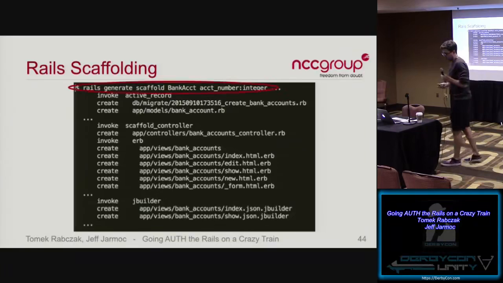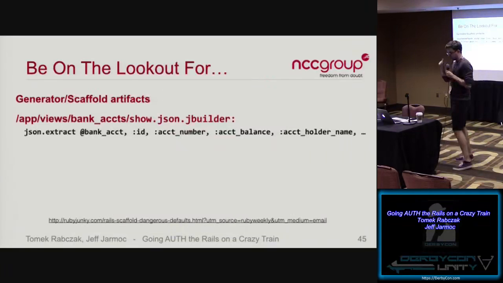What happens with that is that, for example, the JBuilder files are a kind of view template so that when you request a JSON response, it'll generate this and add all of these attributes automatically. So every single attribute you generate in Rails scaffold will be available by default. If you have some secret token or something that you don't want users to see, it's going to show up automatically.